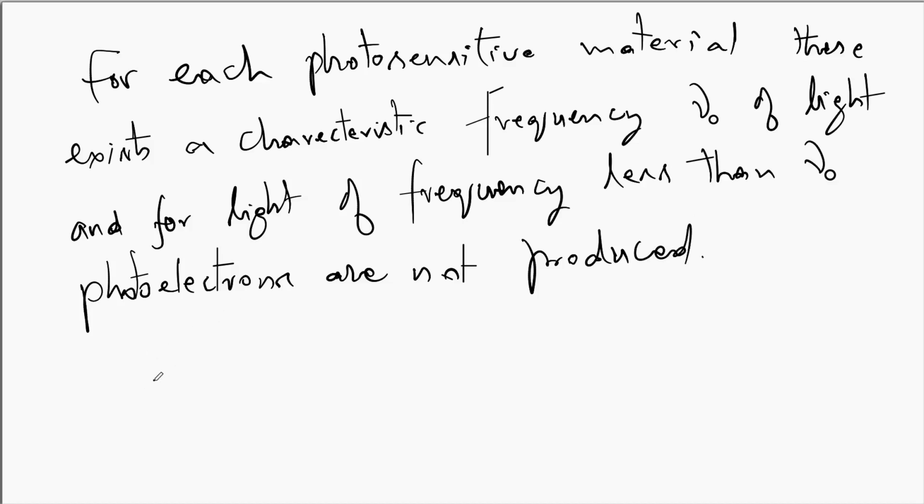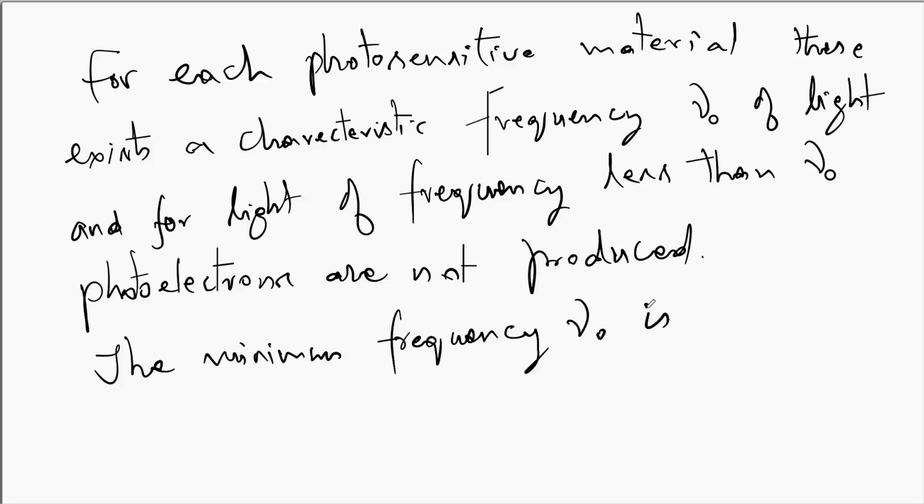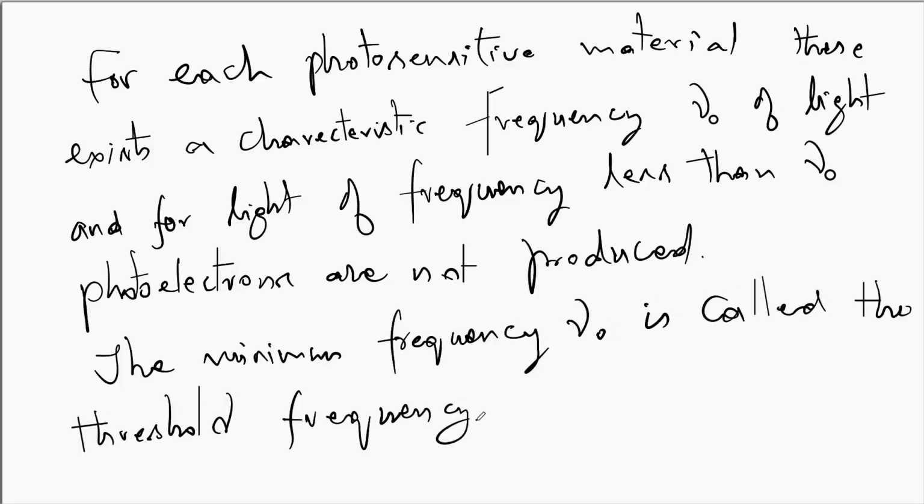The minimum frequency nu0 is called the threshold frequency, which means for light of frequency less than nu0, no photocurrent can be there in the circuit, or the photoelectric effect cannot be seen. The maximum kinetic energy of the photoelectrons varies with the frequency of the incident radiation, and it is independent of the intensity of the light.